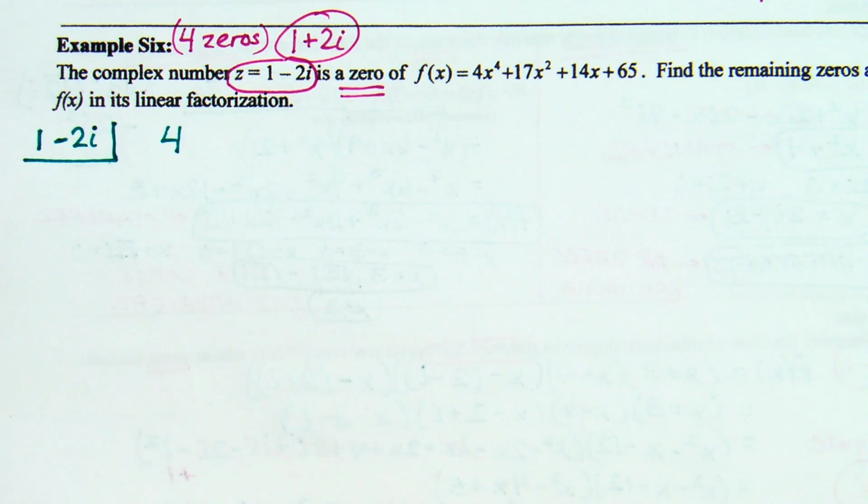So, a 4 for x to the 4th, a 0x cubed, a 17x squared. Again, you should be spreading these out some. A 14x to the 1st, and then a 65.